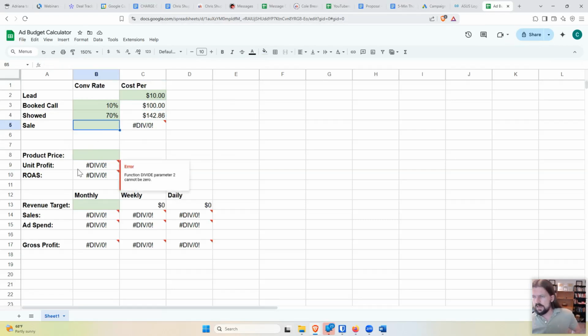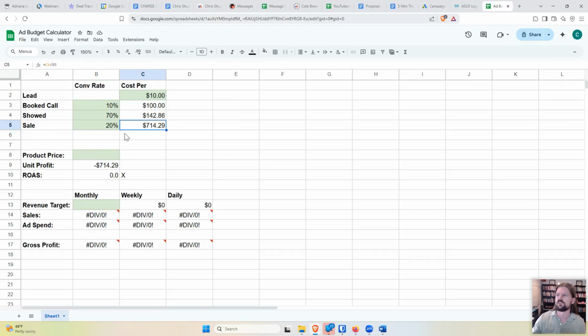Then let's say our conversion rate on the sale, of the people who show up, how many do we actually get to buy? Let's say that's 20%. Again, pretty normal numbers. 20% is not anything to write home about. It's pretty normal. So what we're seeing now is that you have to pay $714 in ad spend in order to get one sale. Knowing what these numbers are makes it much easier to put together a budget, to know how much you want to spend in your ads.